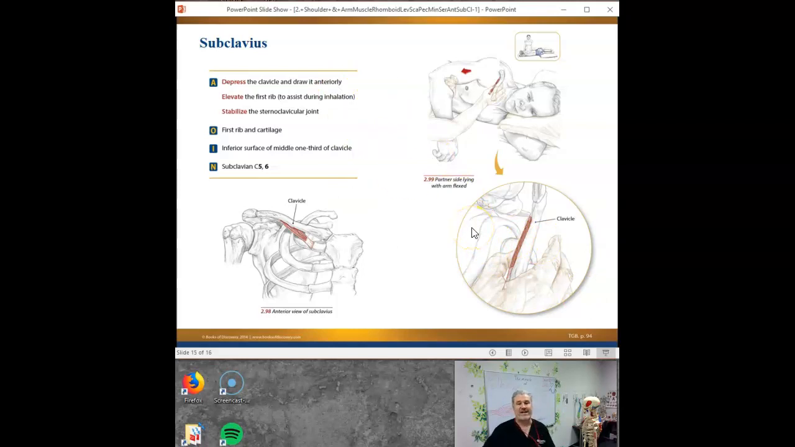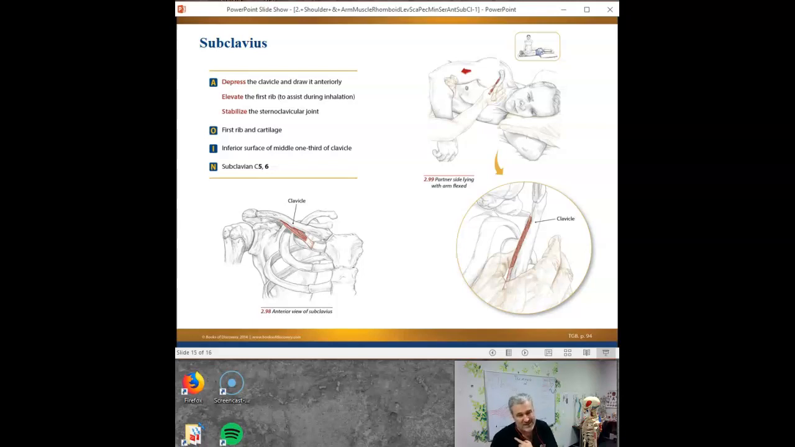Subclavius, last little tiny little muscle. Where's your clavicle, everybody? Touch your clavicle again. Your clavicle is your collarbone. Sub means under, so touch right underneath your collarbone. Rub right in there, everybody. You are rubbing your upper pectoralis major, but you're also rubbing your subclavius. It's a tiny little muscle that can pull down your clavicle or lift up your first rib.